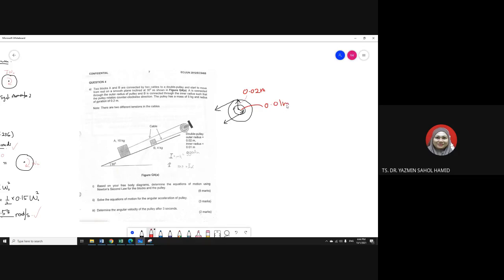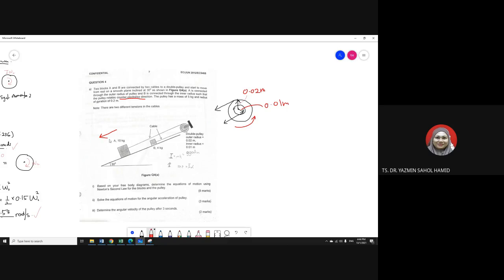Now for this question, let me finish reading the question. The pulley rotates in the counterclockwise direction. What does counterclockwise mean? If this is your counterclockwise, what happens to block A? Will block A go down or go up? A goes down. So there is a clue here. Block A will go down.